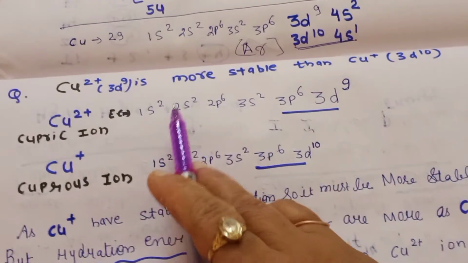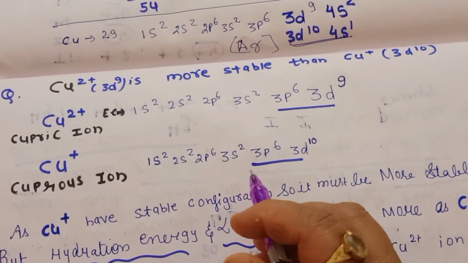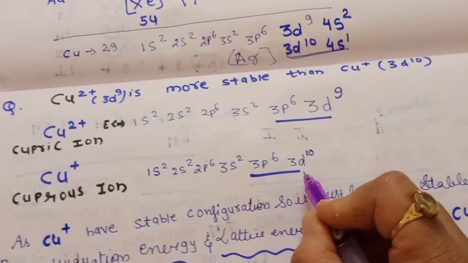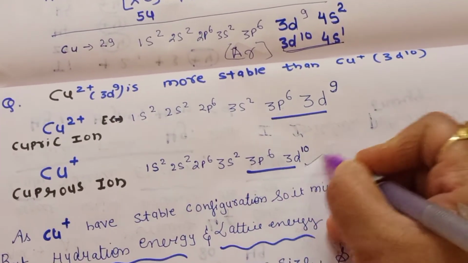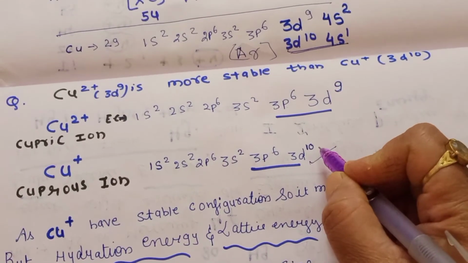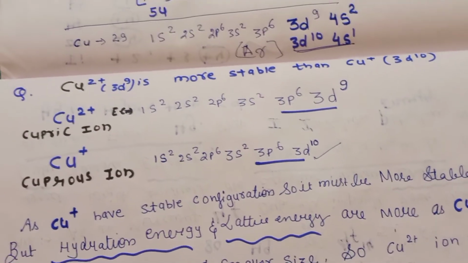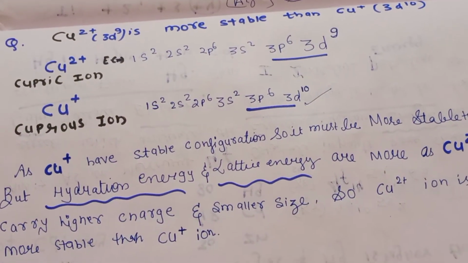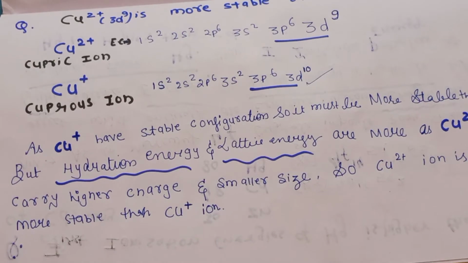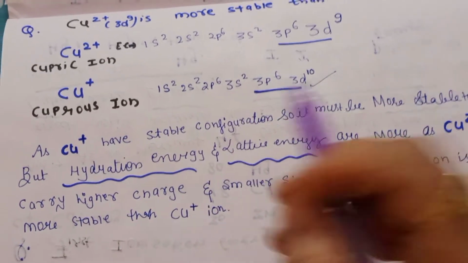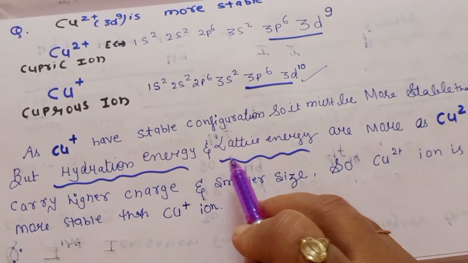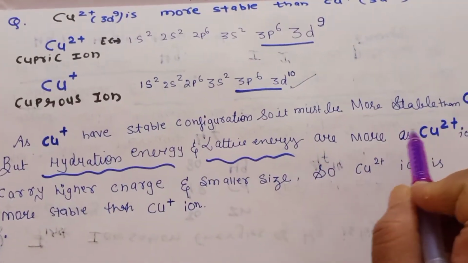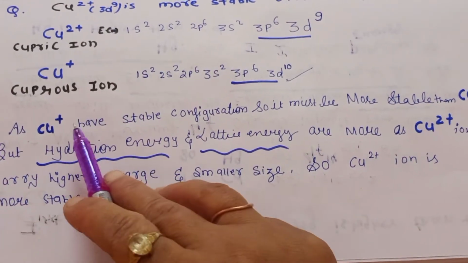Now we have to compare which is more stable and which is less stable. When we see the electronic configuration, the 3d10 seems to be more stable, as the d subshell has the capacity of 10 electrons, so it is fulfilled here. But the Cu2+ ion, the cupric ion, is more stable. Why? Because of two reasons. The hydration energy and the lattice energy of the Cu2+ ion are higher, so it is more stable in comparison to Cu+.